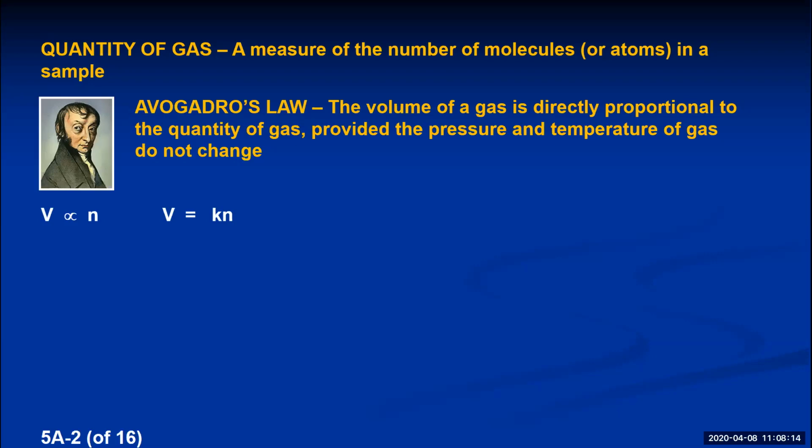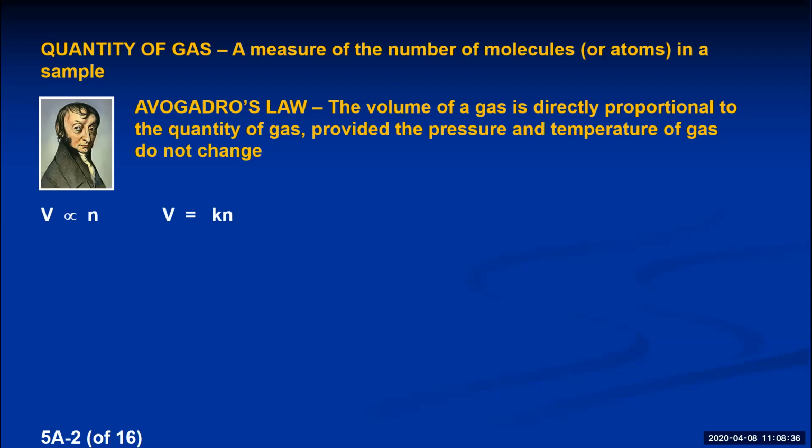What happens to the volume of the balloon? It gets bigger. So N and V are directly proportional, and mathematically, if you just look at an equation and you see that two variables are both in the numerator but on opposite sides of the equation, then that means they are directly proportional. If one gets bigger, the other gets bigger. If one gets smaller, the other gets smaller. So this is Avogadro's law.